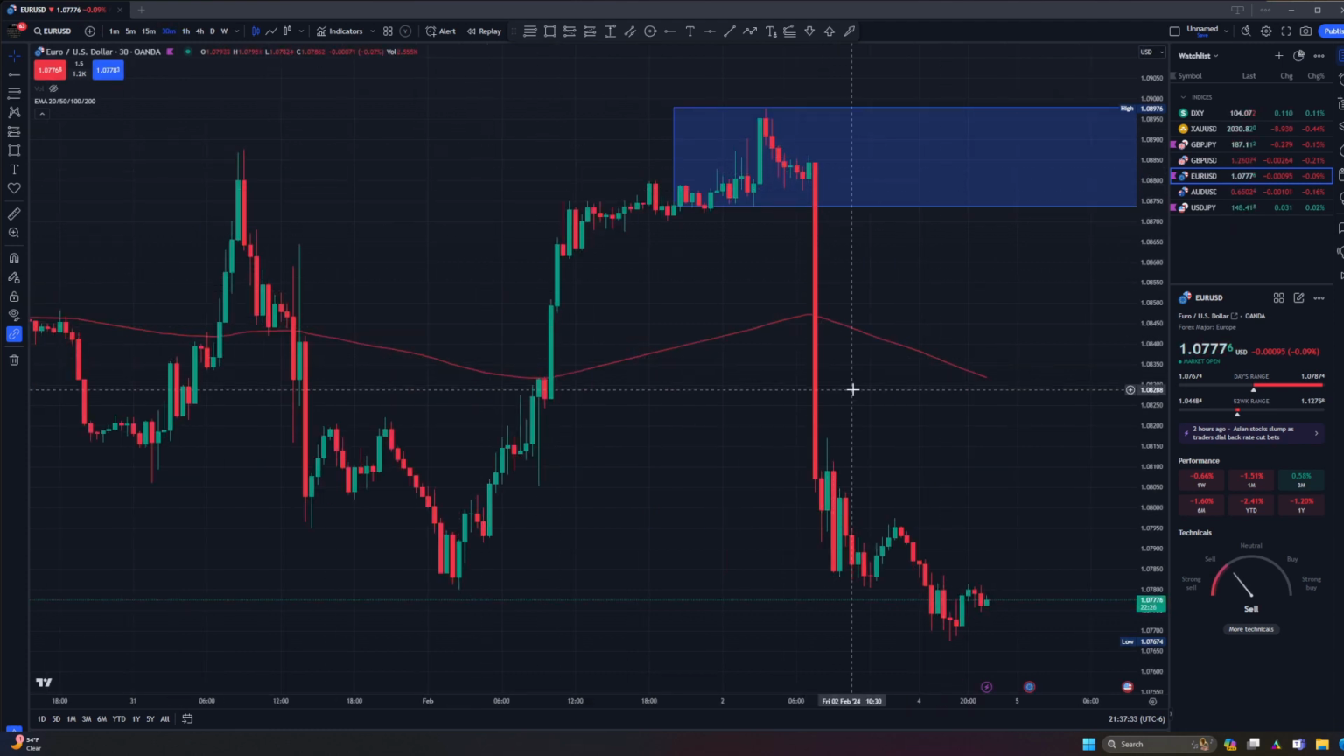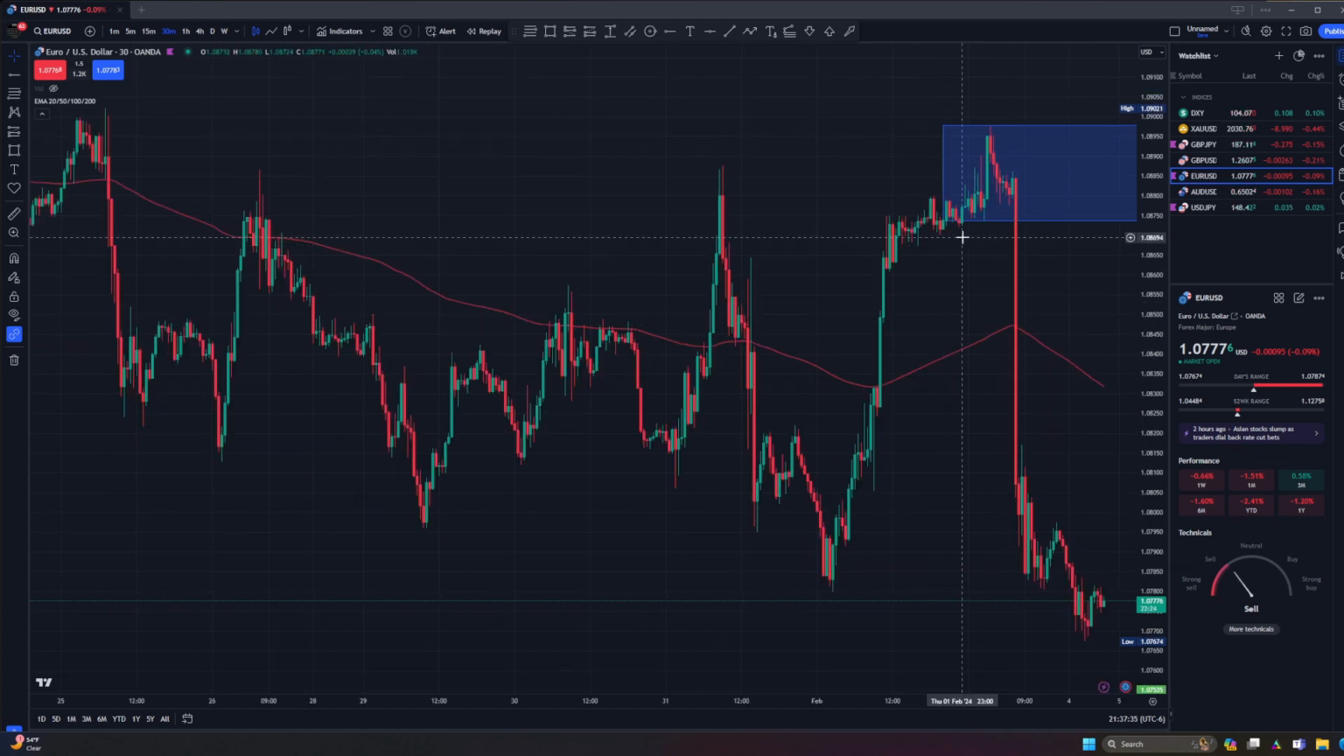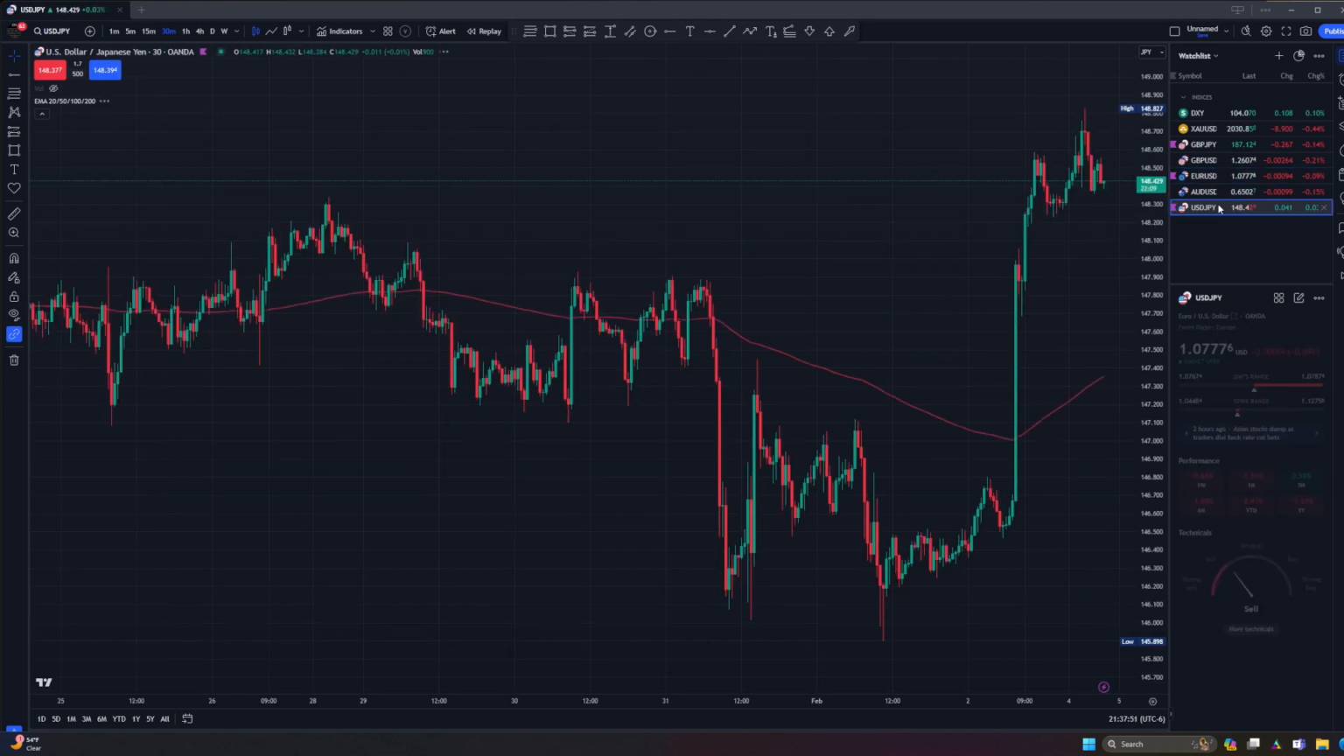So we have this huge area that needs to be filled. Not necessarily meaning that it'll fill it at this moment, but at some point in time, it has to balance, it has to fill that imbalance. Sorry, y'all. So moving along from EU to UJ.